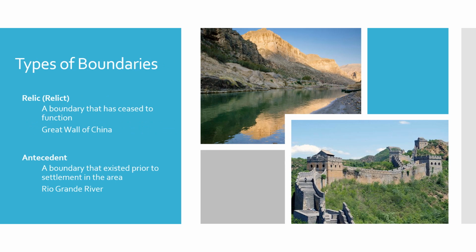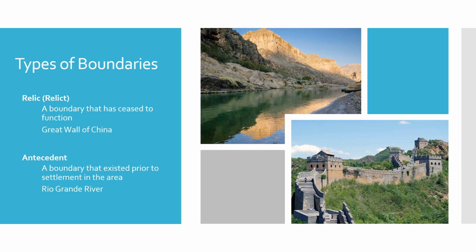Now we look at the different types of boundaries that are out there. We first start with what's called a relic boundary, and this is a boundary that has ceased to function. It's something that was used in the past to divide land, but now we ignore it. The Great Wall of China is a great example, and the Berlin Wall, the parts of the wall that still exist there. So a relic boundary used to mark a boundary, but now it has ceased to function.